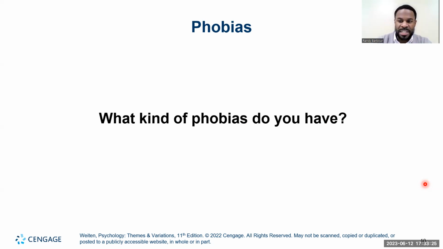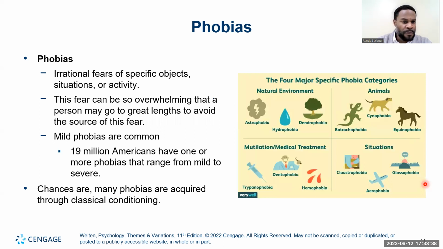Maybe we've never been bitten by a spider or even seen a lot of spiders, but when we see them, we have an irrational, intense fear. We'll talk about how that occurs in our world. A phobia is just an irrational fear of a specific object, situation, or activity. Oftentimes this fear can be extremely overwhelming, and people go to great lengths to avoid it at all costs.